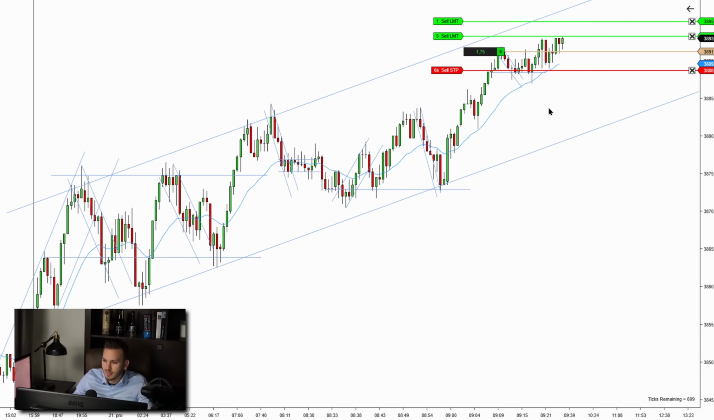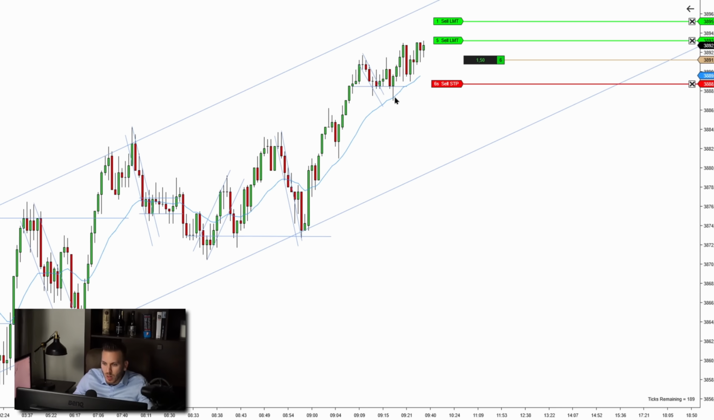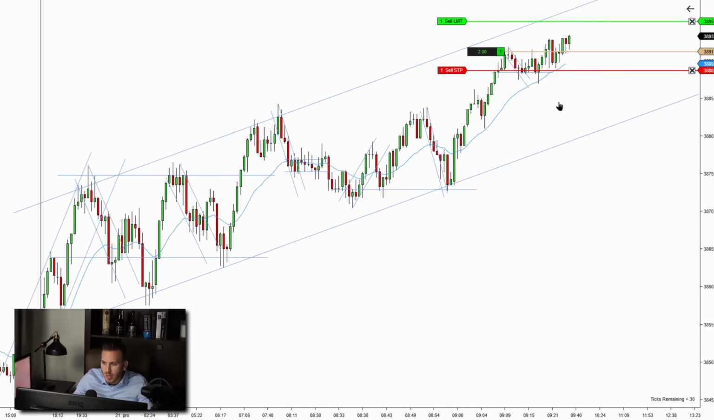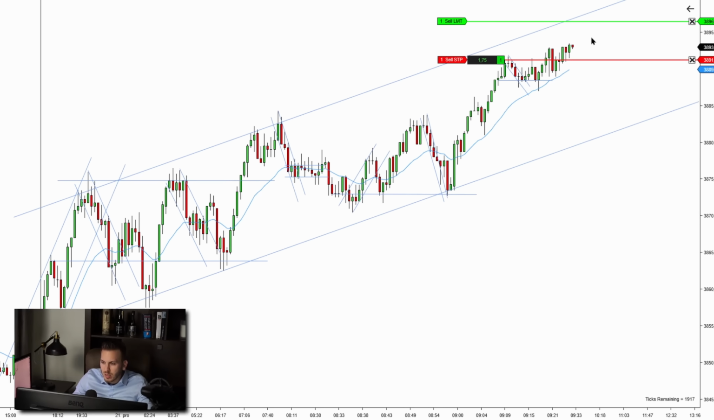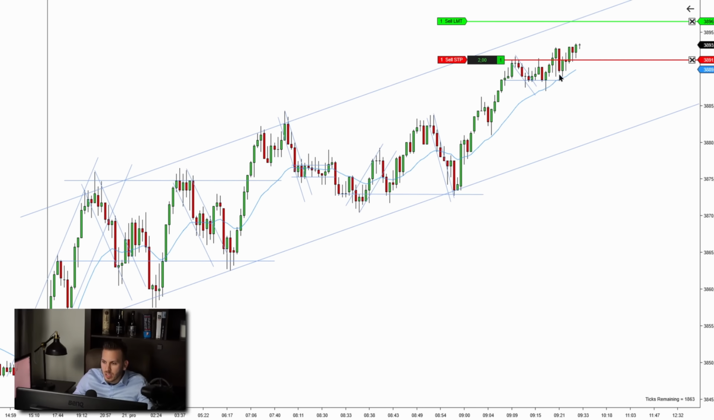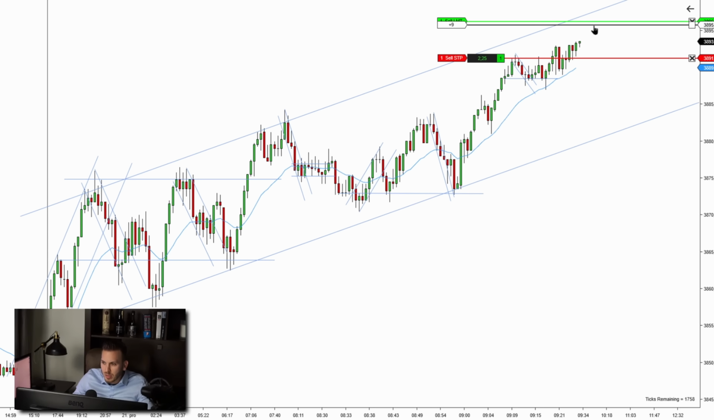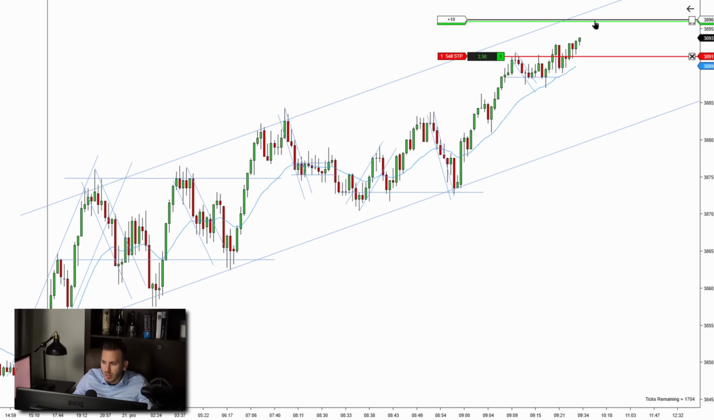Come on. This was the reason why I'm extending the channel, this larger two-legged wider pullback, and we finally tick through. So I'm going to tighten it to break even. We got our scalp. Market just keeps slowly but surely creeping higher. I'm not going to be too greedy with the runner. I'm going to take it somewhere around here.